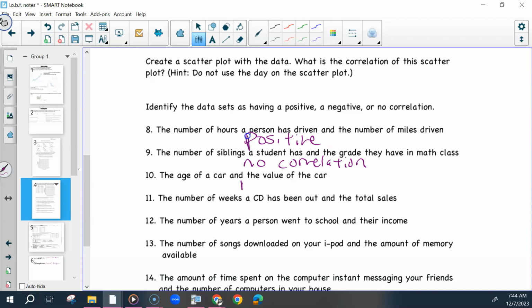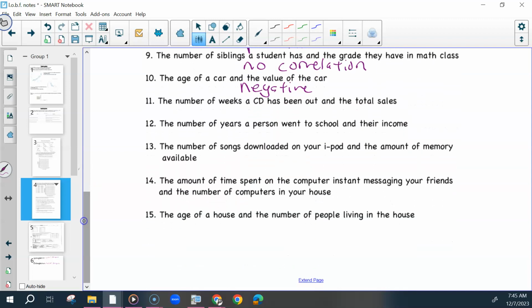So it is negative. We're not going to do all of these. I just wanted to go through some. Let's look at 12. The number of years a person went to school and their income. So I could see a reason for both. Positive, why? Usually the more you're going to school, college, the higher level degree you get, you get more money. But also sometimes that's not the case. But in general, this is a positive correlation.